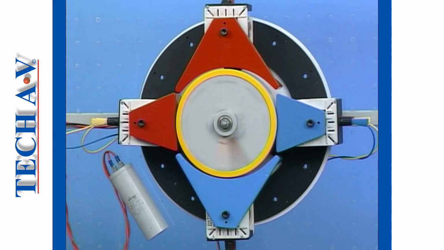When the rotor reaches 80% of its full speed, the capacitor and start winding can be disconnected. The rotor will continue to turn by the induced magnetic effect of the pulsating magnetic field produced by the run winding.